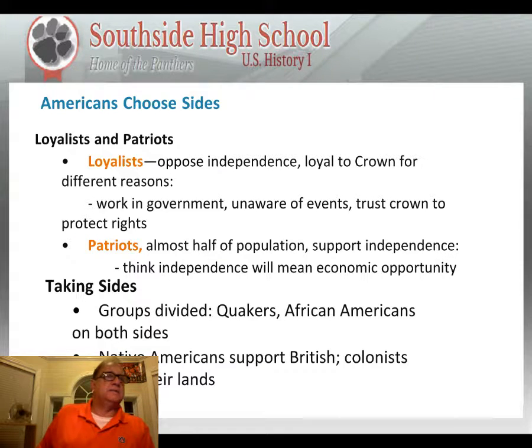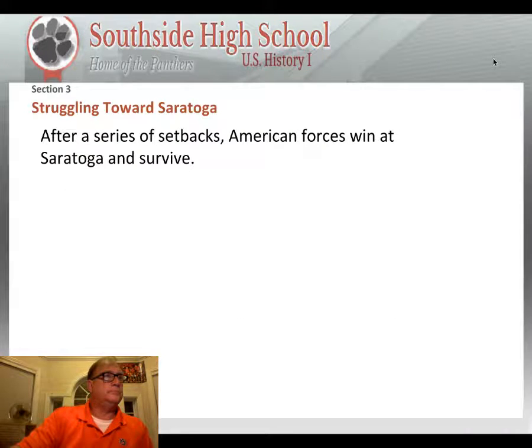However, the patriots, the textbook says approximately half the population, I said 45%, support independence and think independence will mean economic opportunity. Other groups were also divided. Quakers, African Americans, and Native Americans were on both sides, but the Native Americans, for the most part, supported the British.